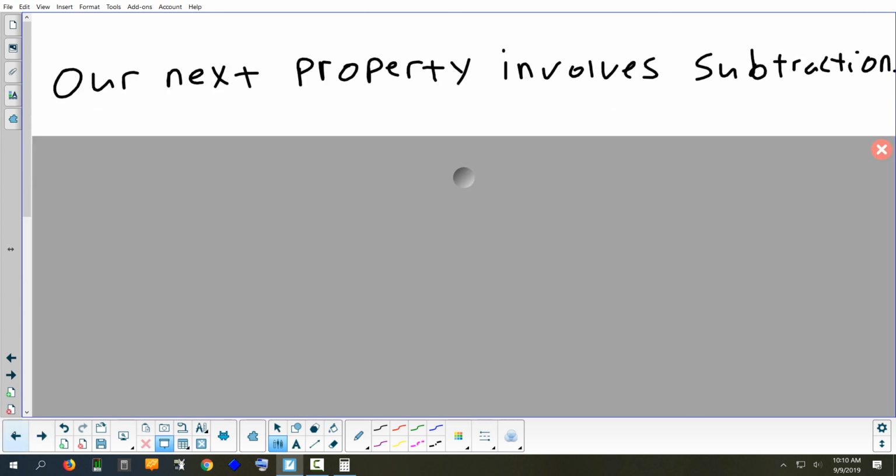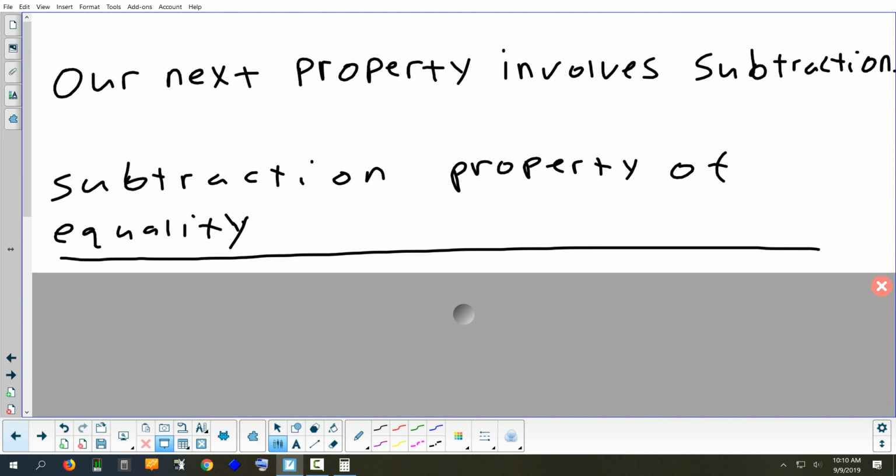Let's look at an example where we subtract. I just want you guys to read this. You don't have to write this part down. If the addition property of equality says you can add the same number to both sides, what do you think this one says?